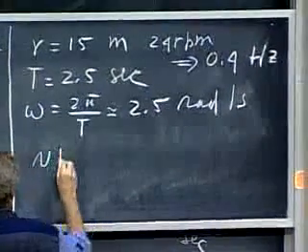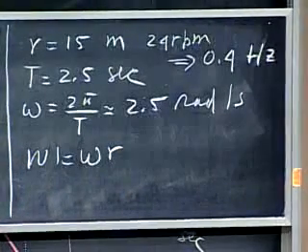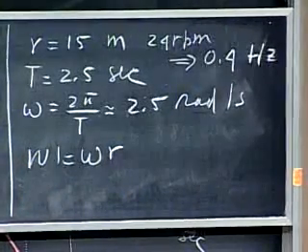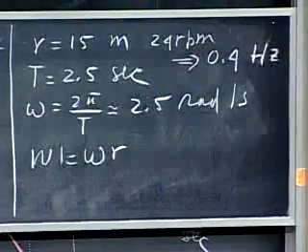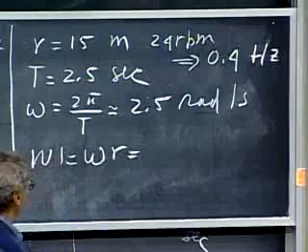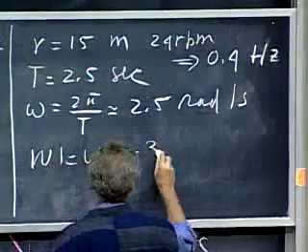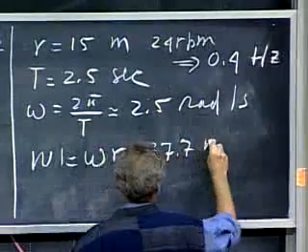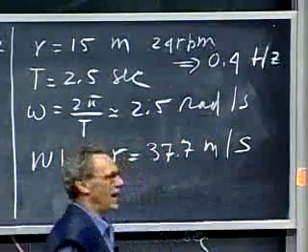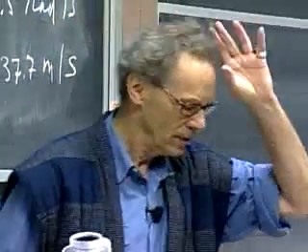And the speed, the linear speed, tangential speed, if you want to call it, is omega r. That comes out to be about 37.7 meters per second. And that translates into about 85 miles per hour. So it's a sizable speed.